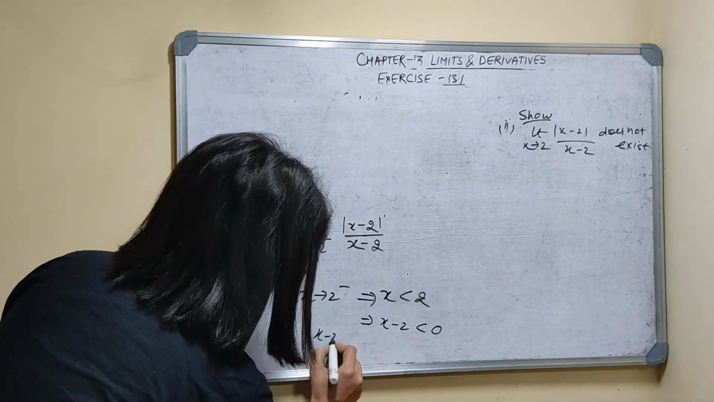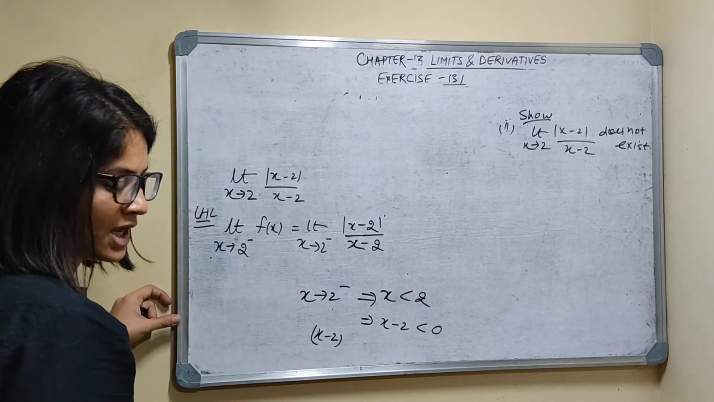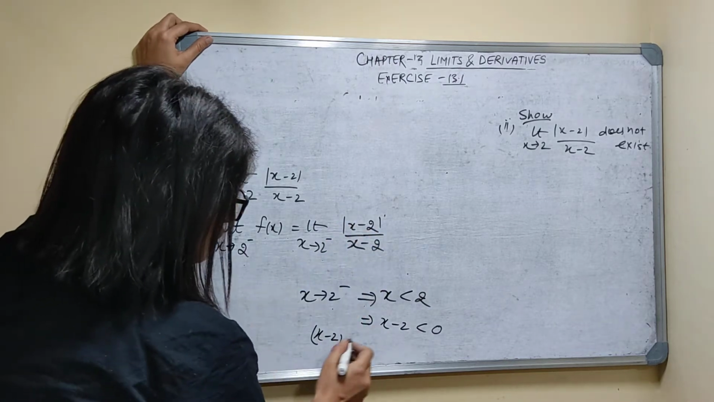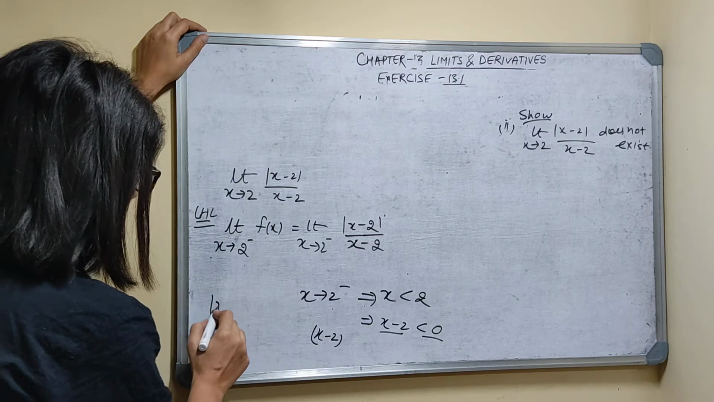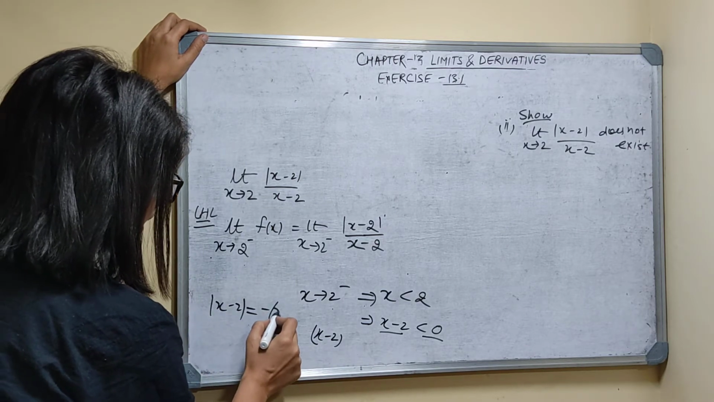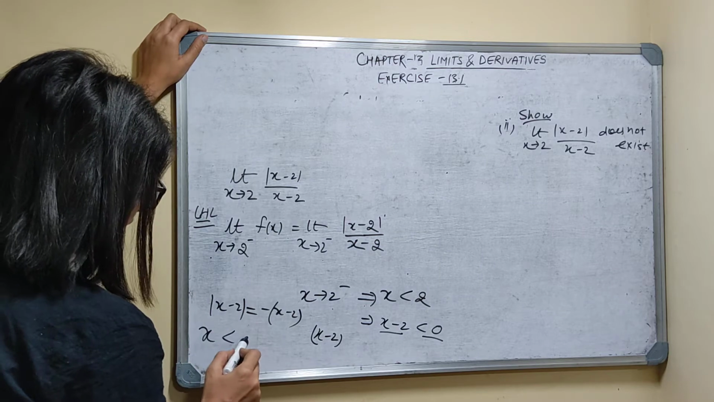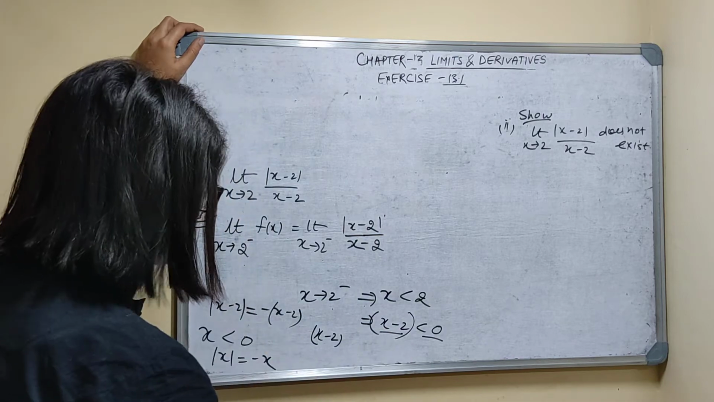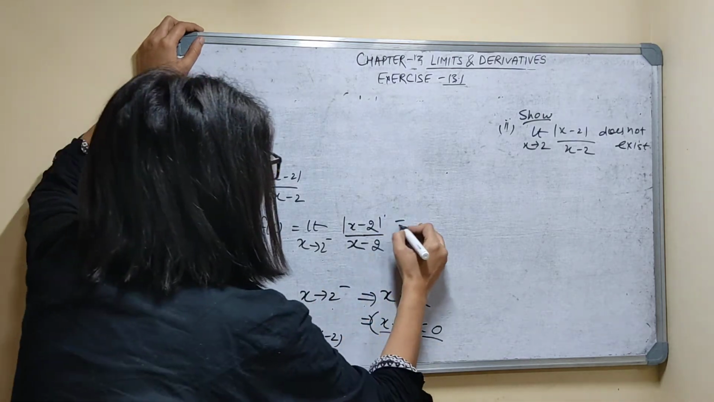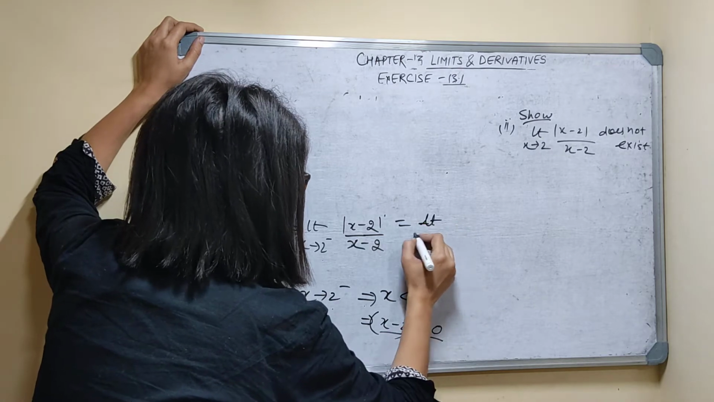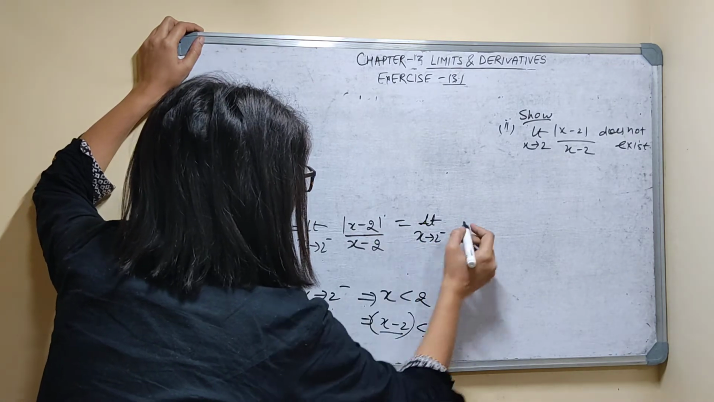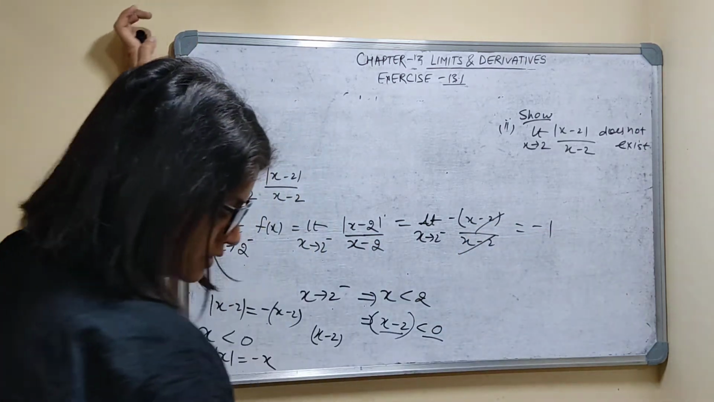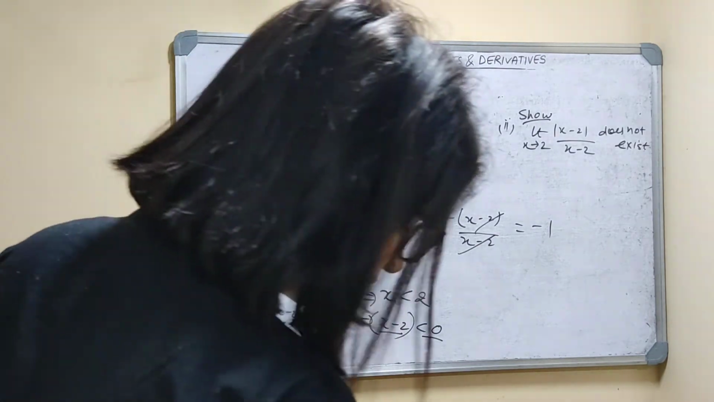This x minus 2 is less than 0, which means it is a negative number. If x minus 2 is less than 0, then mod of x minus 2 will be minus of x minus 2, because I told you if x is less than 0, then mod of x is equal to minus x. Same I am saying, if x minus 2 is less than 0, mod of x minus 2 is equal to minus. First I am writing limit x tends to 2 minus. Mod of x minus 2 will be minus x minus 2 upon x minus 2. This cancels, the answer is minus 1. That is the left hand limit.